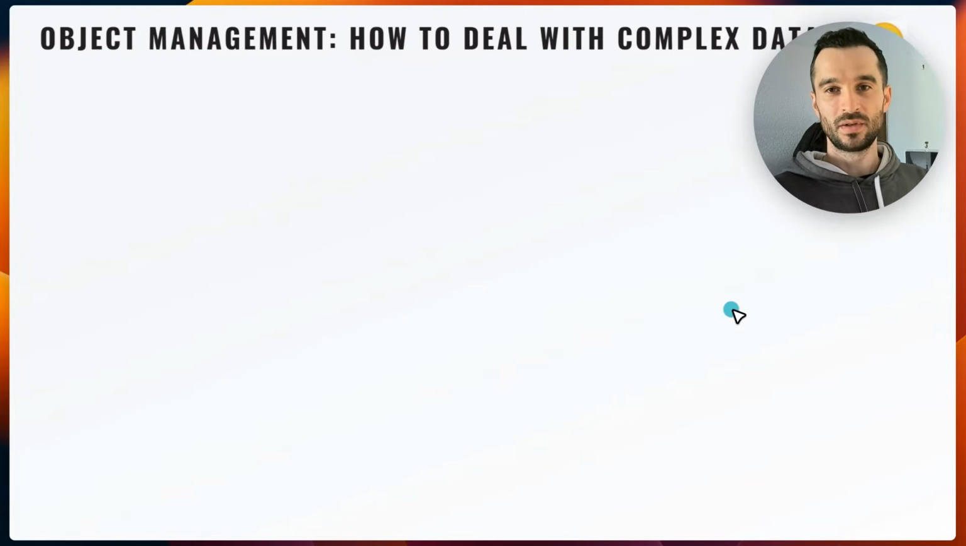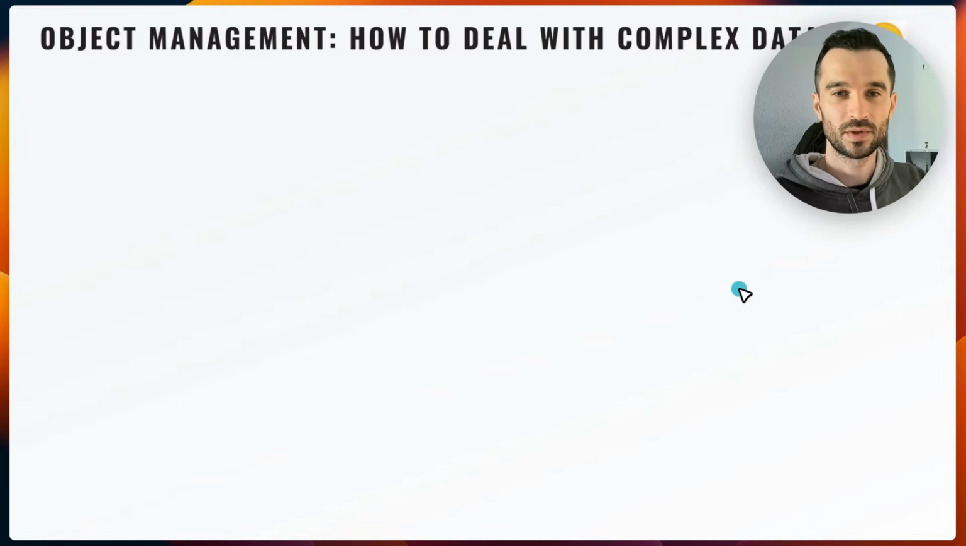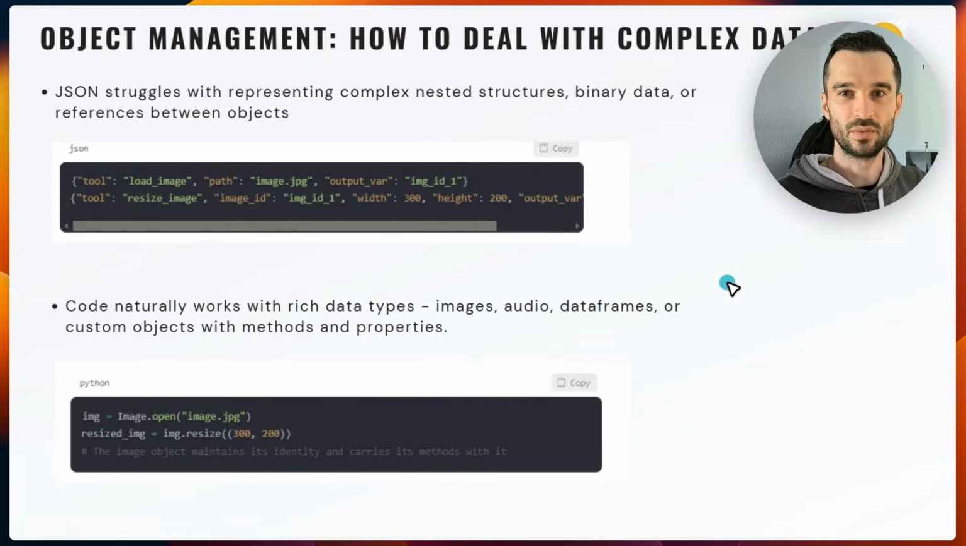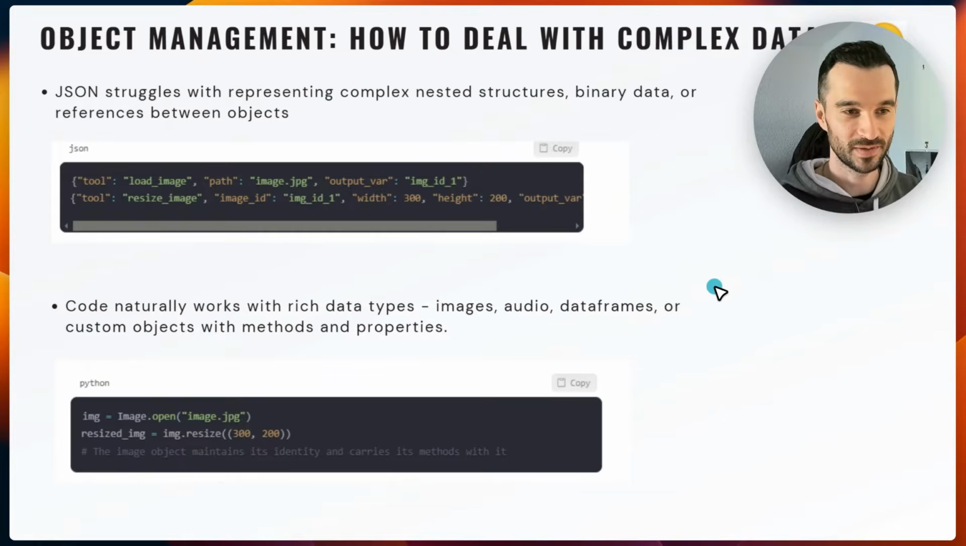The second advantage is much more elegant handling of complex objects. So JSON struggles with representing complex nested structures, binary data, or references between objects. But code naturally works with rich data types like images, audio, data frames, or custom objects with methods and properties.